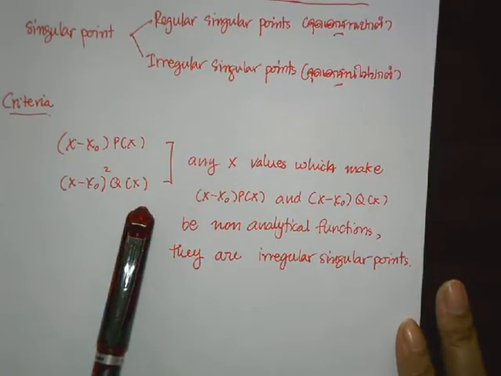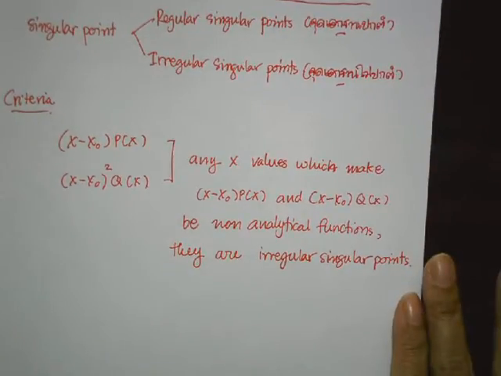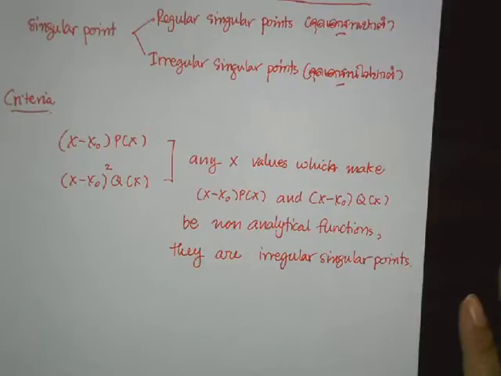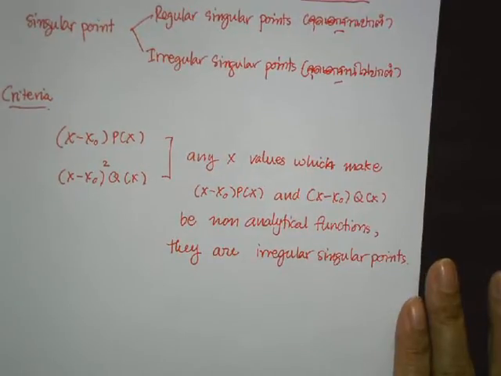If you have any x value which makes these two functions non-analytic functions, those x we call irregular singular point. On the other hand, if the x value makes these two functions analytic functions, then those x values we call regular singular point.